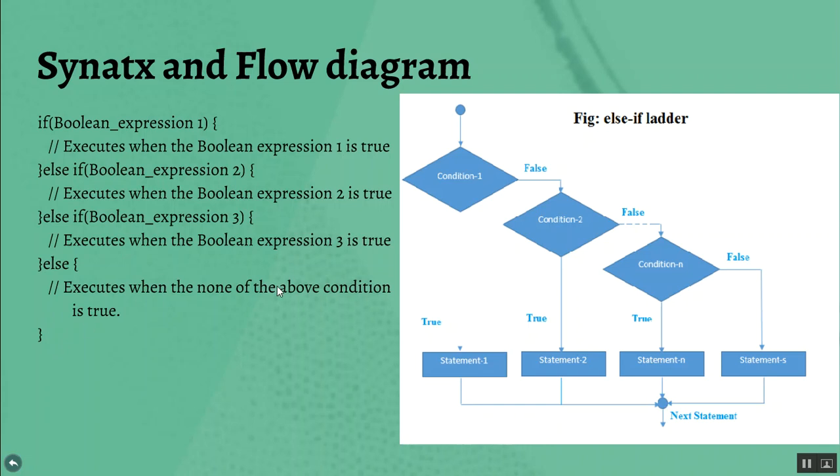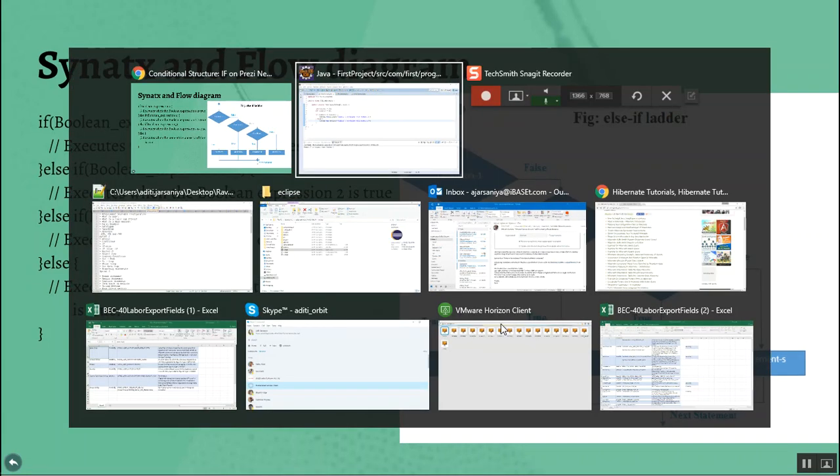Based on the conditions, if, say, the third boolean expression is evaluated to true, then the line of code between these curly braces is going to execute, and none of the remaining code. Okay. So let's see an example.